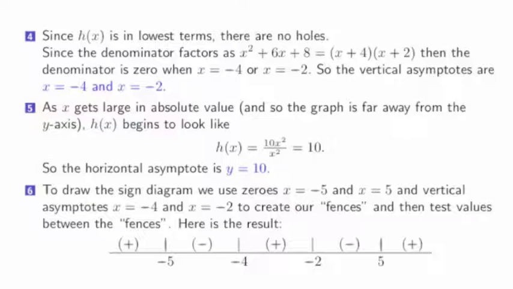Between minus 5 and minus 4, I get a negative value. Between minus 4 and minus 2, positive. Between minus 2 and 5, negative. To the right of 5, positive. So these are alternating in sign.